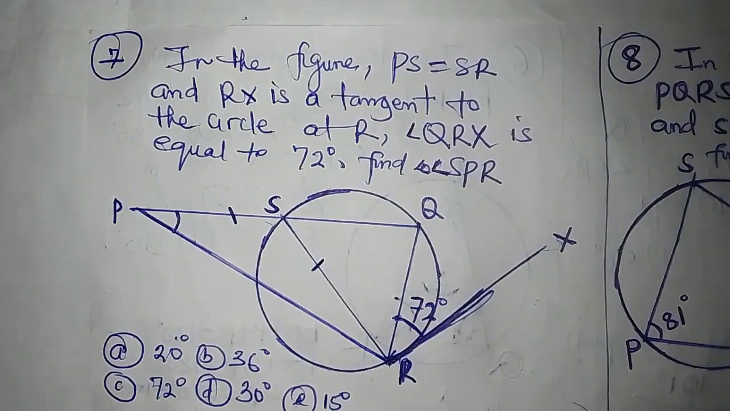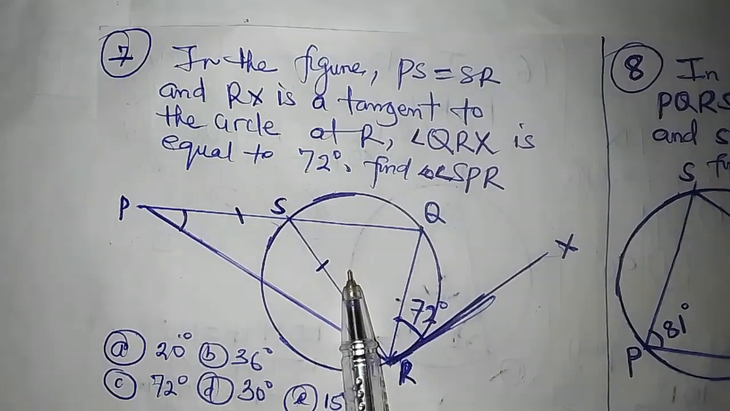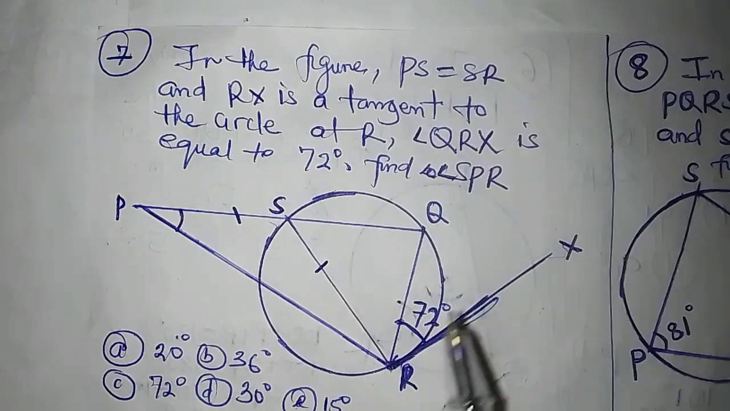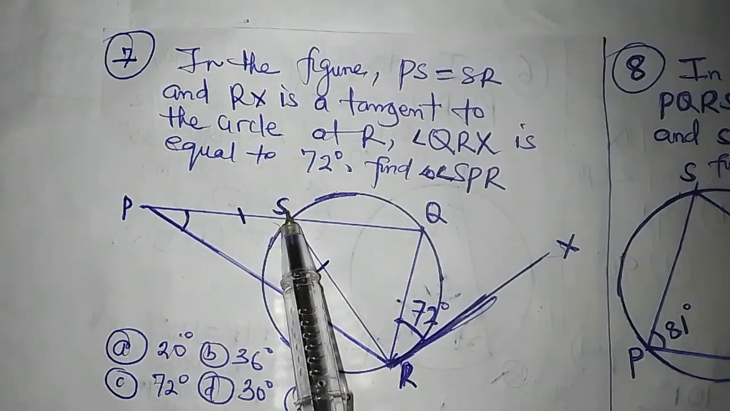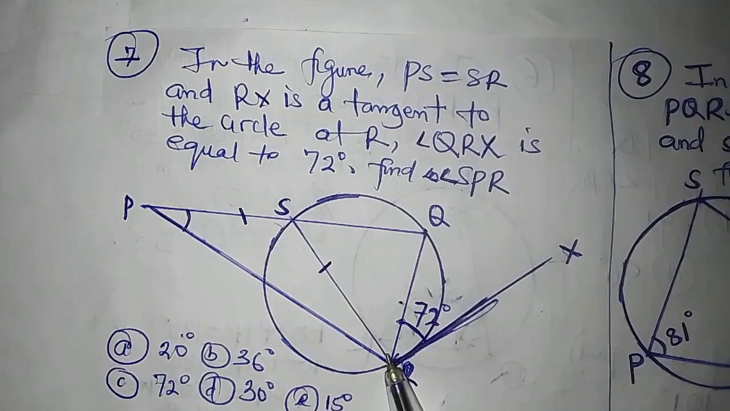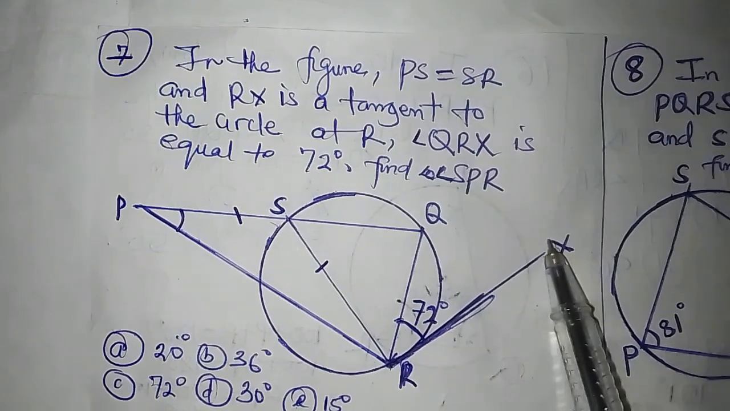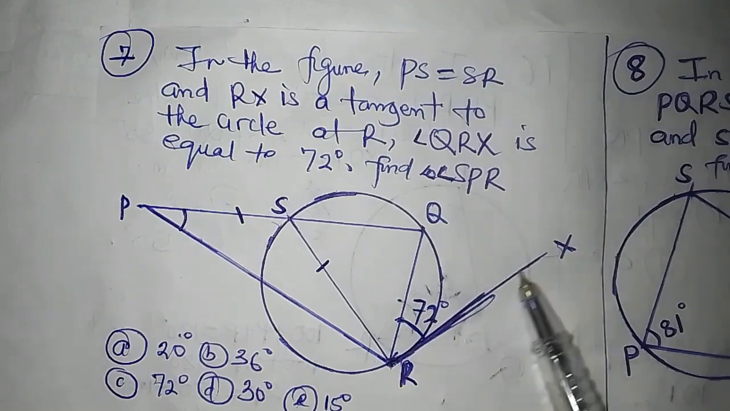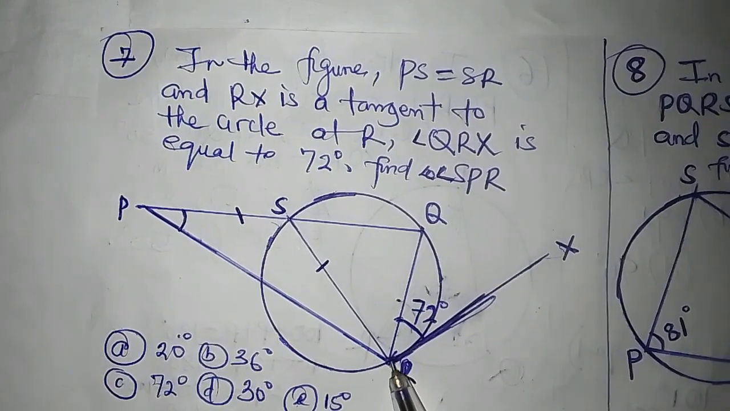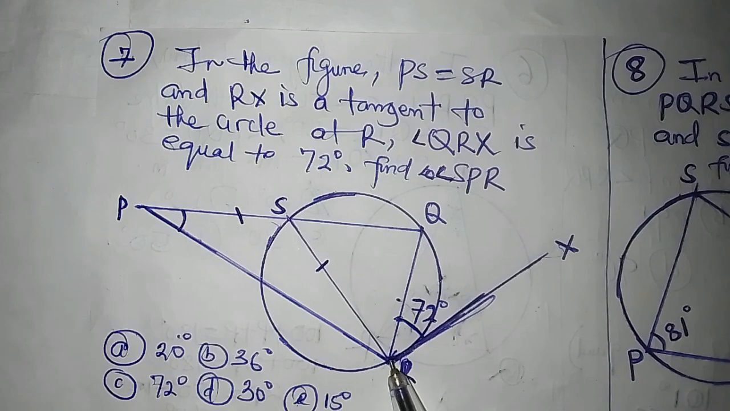This is question 7. Question 7 says, in the figure, PS is equal to S arrow. Thus, these two lines are equal. And arrow S is a tangent to the circle at arrow. That means this tangent touches the circle at this point, arrow.